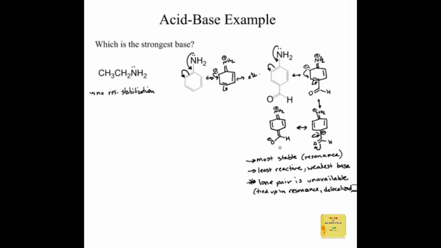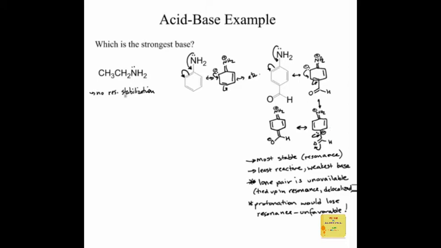So the lone pair is unavailable, and if we were to protonate it and add an H+, protonation would lose that resonance. It would cause all that resonance stabilization to disappear. That's unfavorable. So this kind of resonance makes this particular amine very stable and very unreactive as a base.